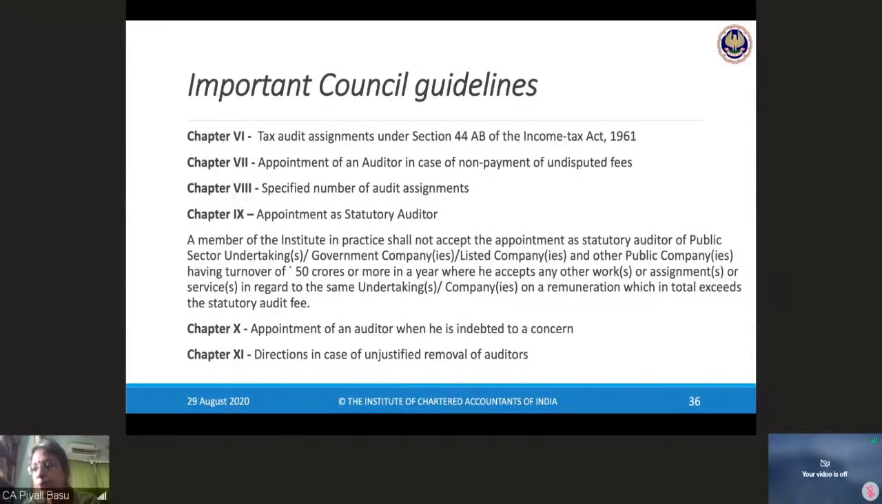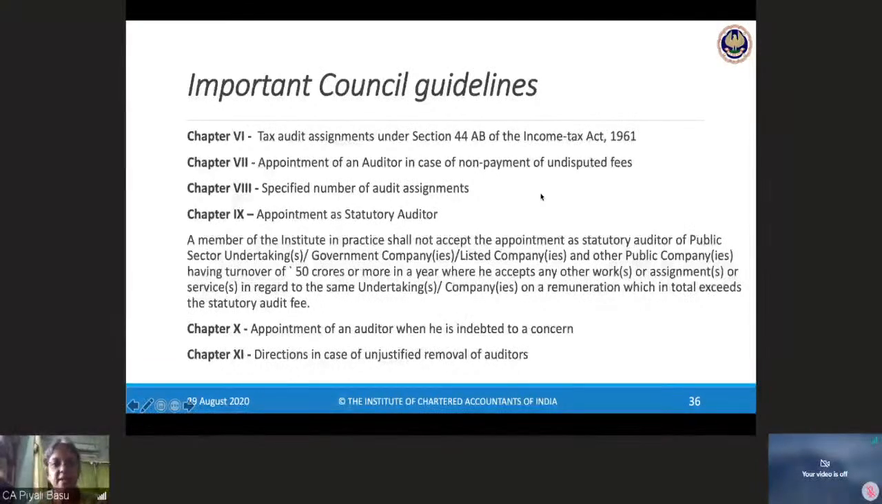So you have to keep that in mind. In such a case, if a member in practice takes up the audit appointment, it will be a misconduct on his part, vide Chapter 11 of the Council guidelines. Okay, so that would be all. Let me see. I will take you through the conclusion now.